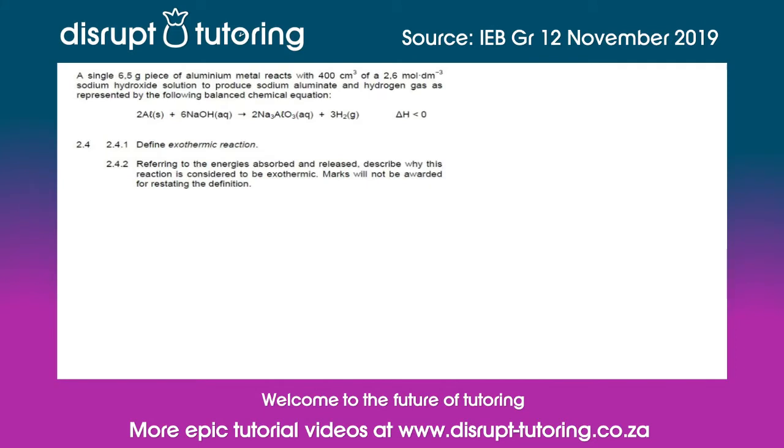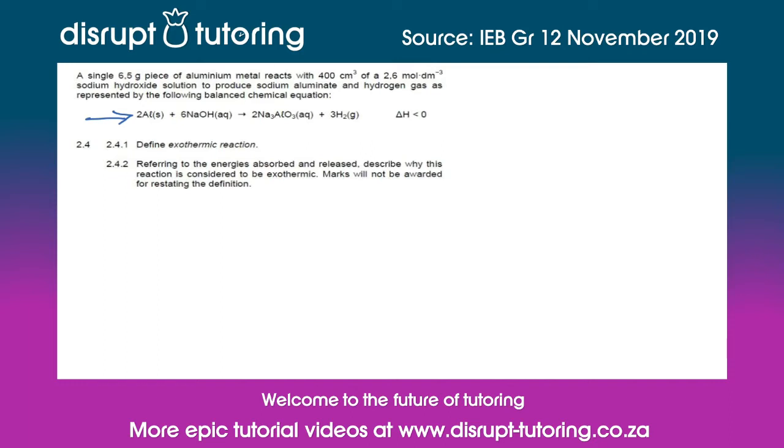In this video, we're going to do a question from the November 2019 Grade 12 Physical Sciences Paper 2. This question deals with a reaction represented by this balanced chemical equation. Aluminium reacts with sodium hydroxide to produce sodium aluminate and hydrogen gas. Questions 2.1 to 2.3 are dealt with in a separate video, and the answers are not relevant to the ones dealt with here.